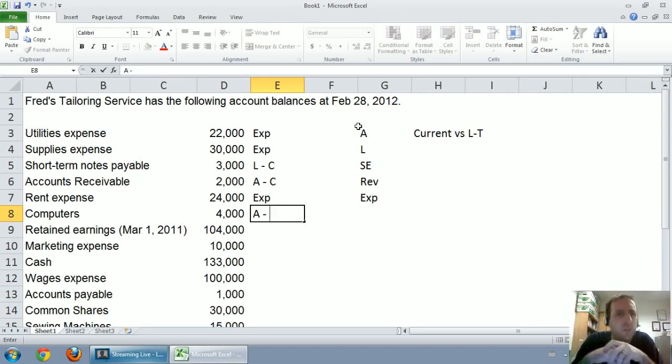But when a company buys a computer, they expect it to last more than a year. Just as when you or I buy our new MacBook Pro, we think it's going to last more than a year. This is a long-term or capital asset.